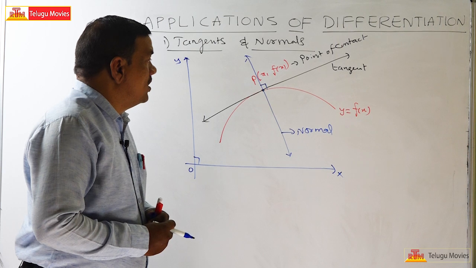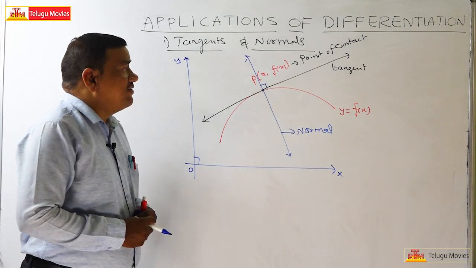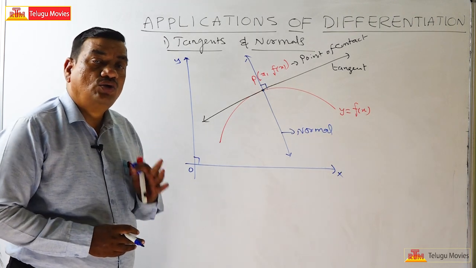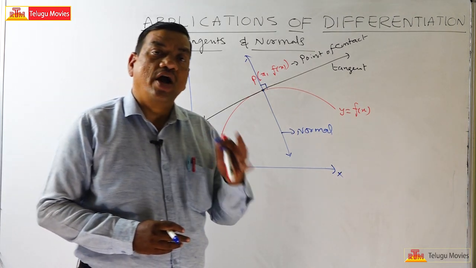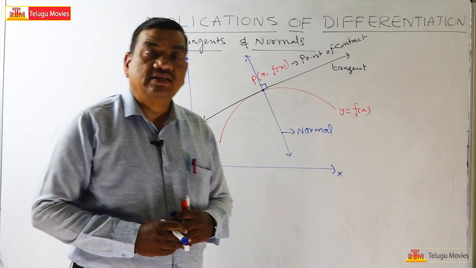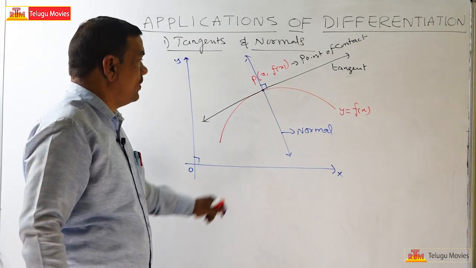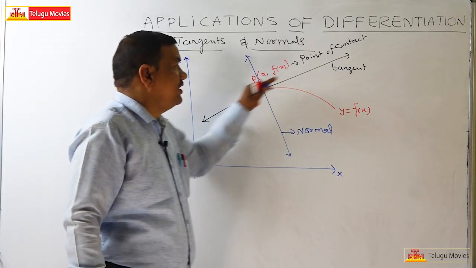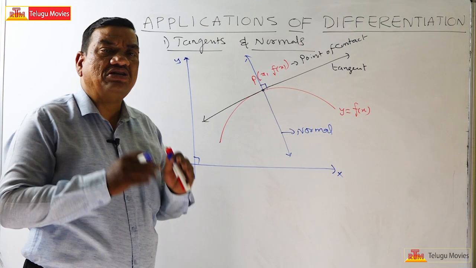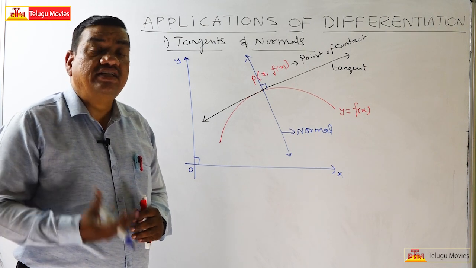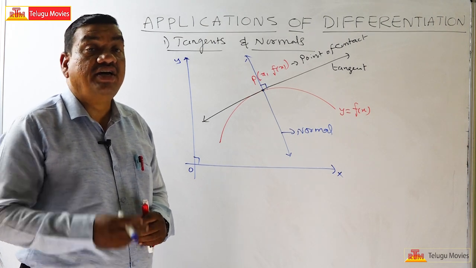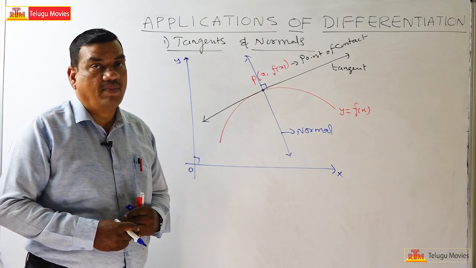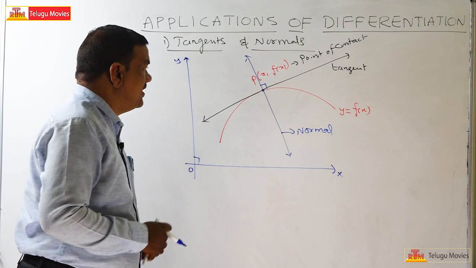Now, to find the equation of the tangent or the equation of the normal, we require two things: a point and a slope. The point is clear, (x, f(x)). Then how do we find the slope of the tangent? That is a very basic use of differentiation, finding the slope of the tangent and hence the slope of the normal. That is very important.